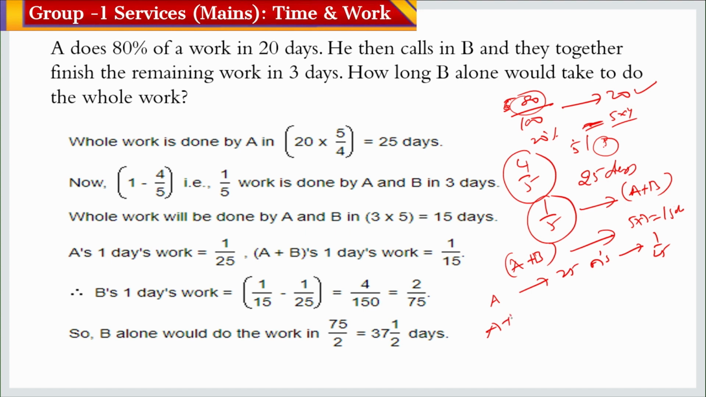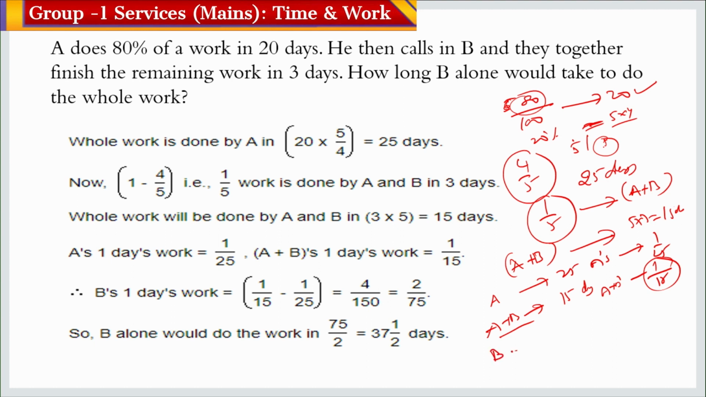A plus B can do the work in 15 days. So, A plus B's work is 1 by 15. So, A plus B's work in 1 day is 1 by 15. A's work is 1 by 25.